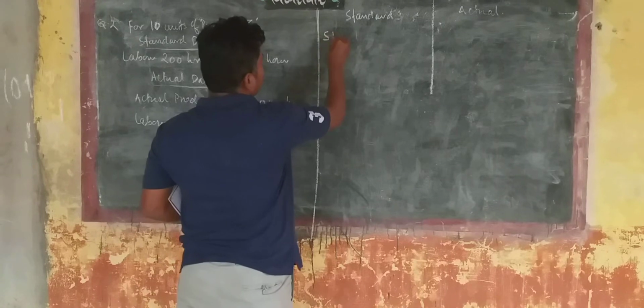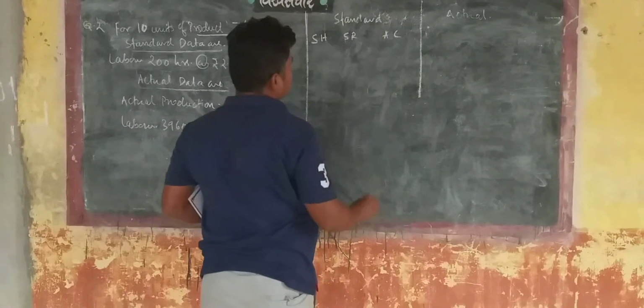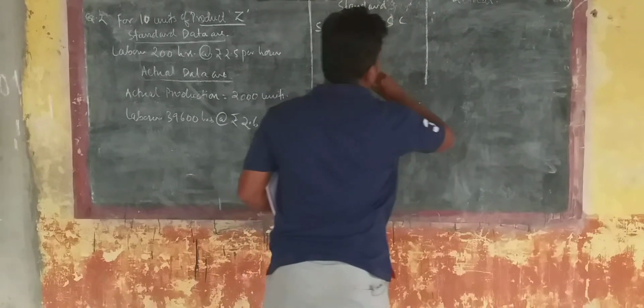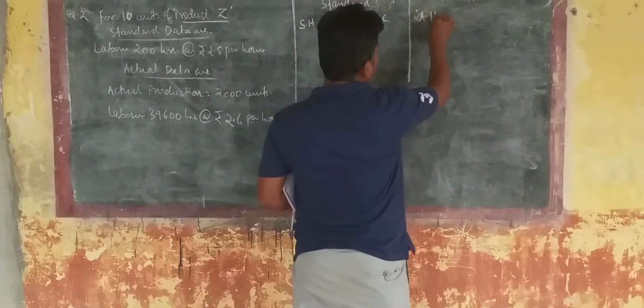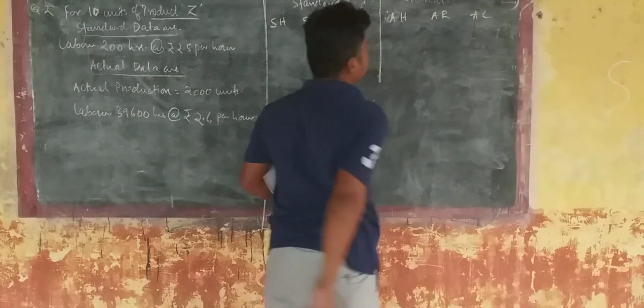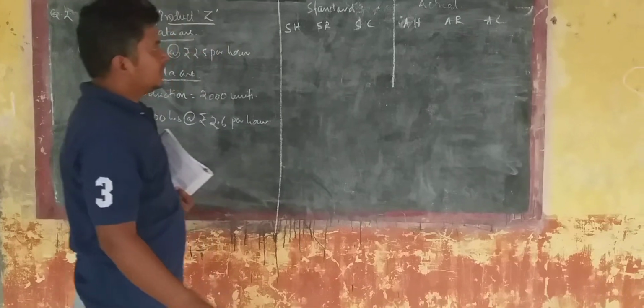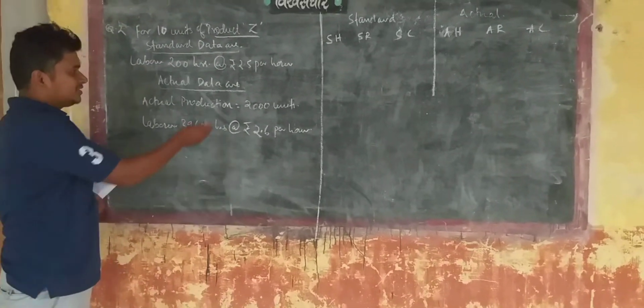We need standard hours and standard rate; by multiplication we get standard cost. Then we need actual hours and actual rate; by multiplication we get actual cost. In this case, the standard is given for 10 units, but actual is given for 2000.